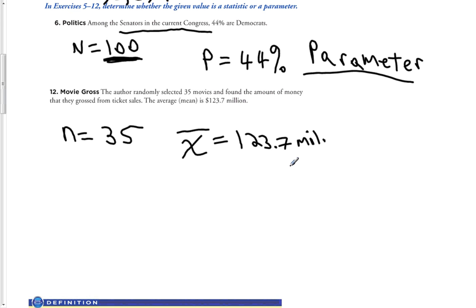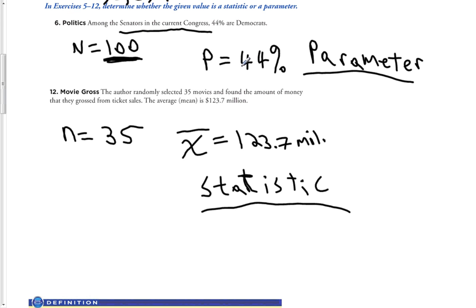Since this is only for my sample of 35 movies and not for all movies, this is not a parameter because it doesn't come from the population of all movies. This is a statistic because it only comes from my sample of 35 movies. So in one case we have a parameter because this value is representative of all senators, and in one case we have a statistic because this mean is only representative of those 35 movies from my sample.